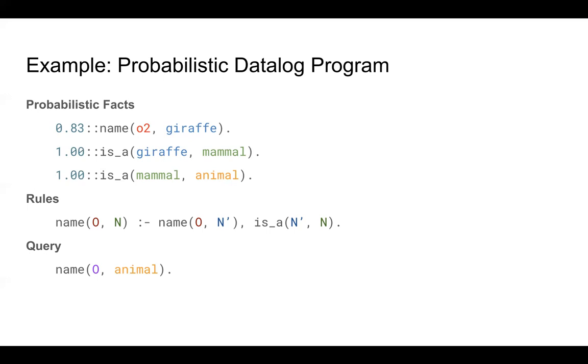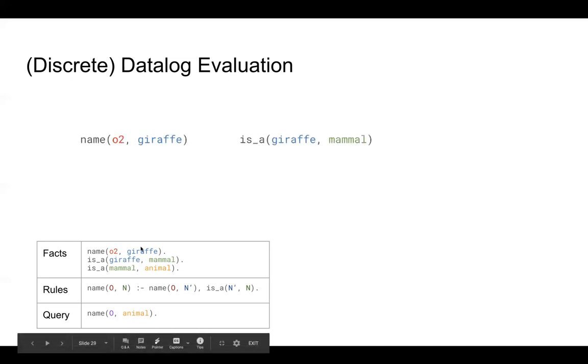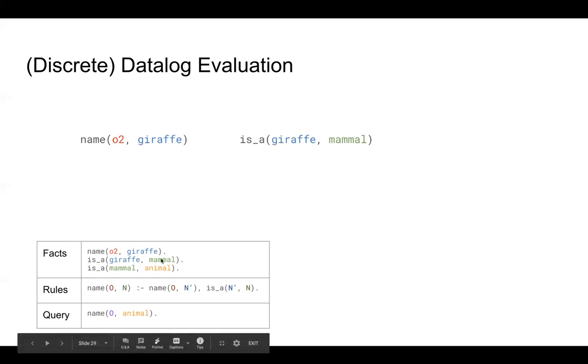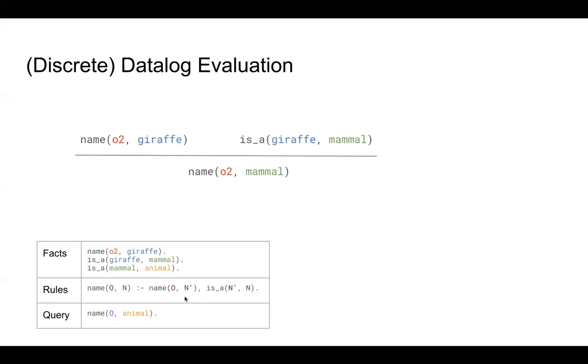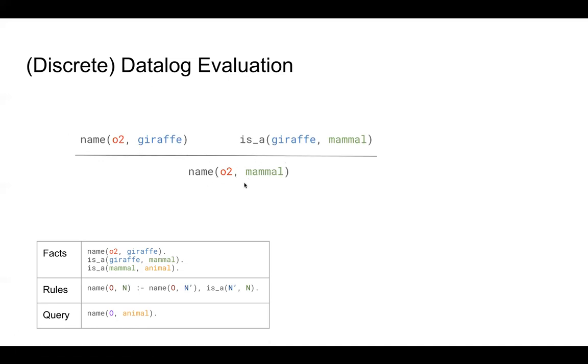I see. Okay. So for those of you who might not be familiar with how Datalog evaluation works, let's ignore the probabilities for now. Here are the input facts that I've shown you. We will start with the input facts, such as the fact that O2 has the name giraffe, and giraffe is a mammal. We get those facts from here. We'll apply this particular rule once, instantiating O, N, and N prime with these constants you see here, and we'll obtain the conclusion that O2 is also named a mammal.